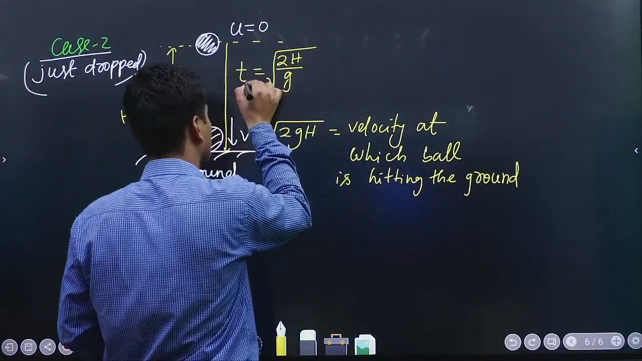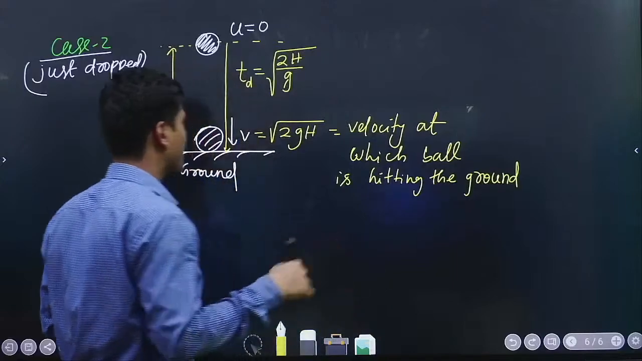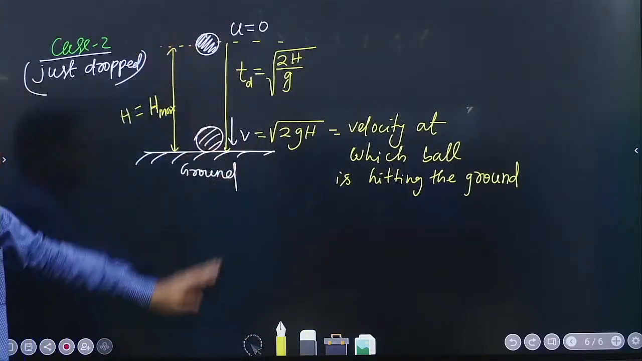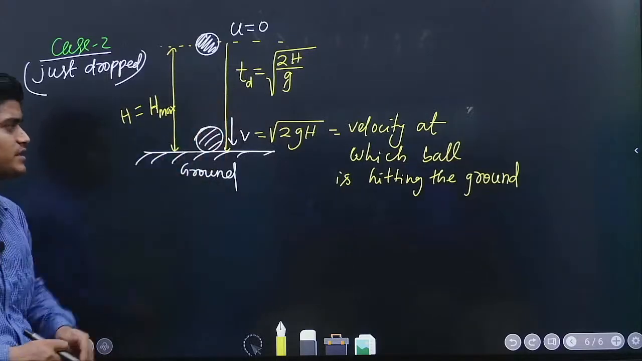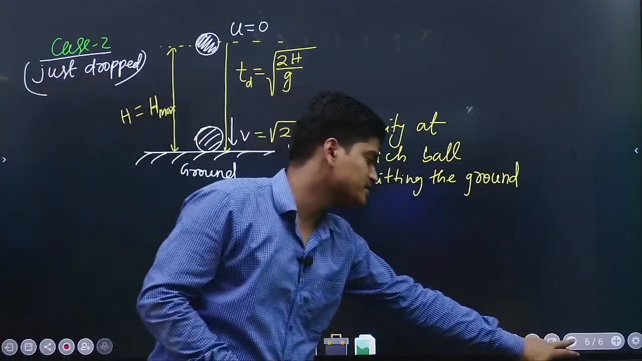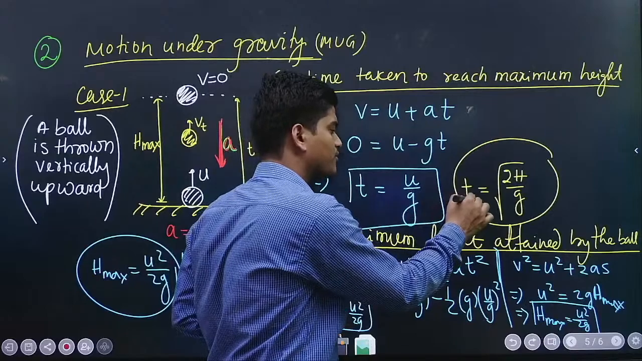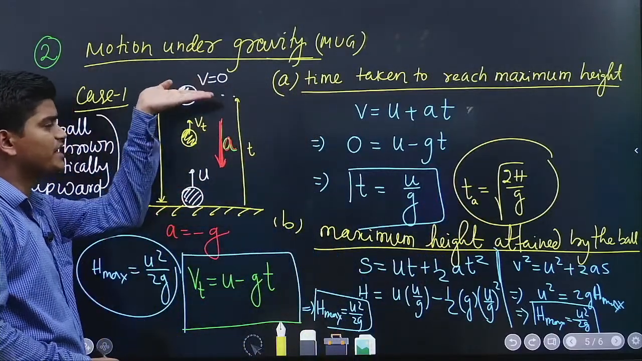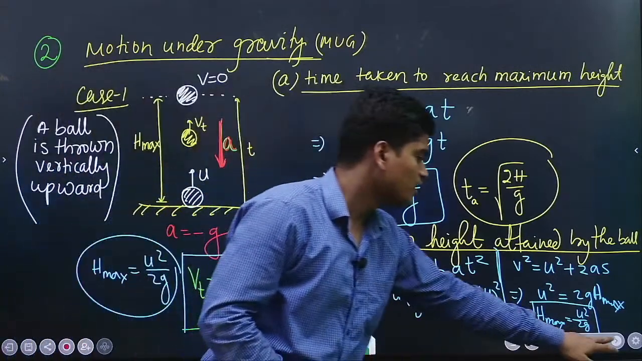So this is your time of descent, and the time of ascent is what? Now time of descent means it is coming down. Whatever time it is taking to come to the ground, that is the time of descent. And this is your time of ascent. That means whatever time it is taking to go from the ground to the maximum height. Okay. So now here what can you write?